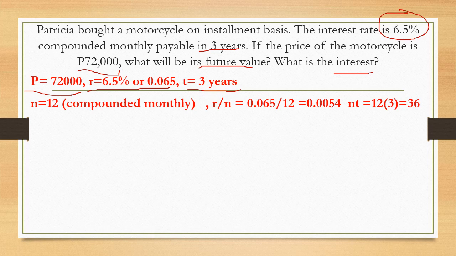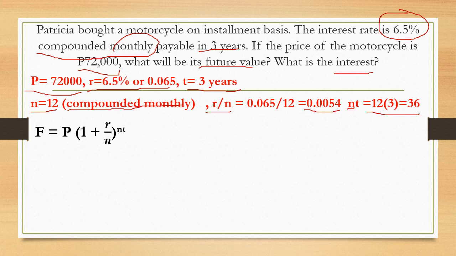Now, first, identify the frequency of conversion. So, N is equal to 12. Why? Because it says here that the interest is compounded monthly. In a year, there are 12 months, meaning the interest is compounded 12 times in a year. So N is equal to 12. Now, let us have our R divided by N, 0.065 divided by 12, and use your calculator and round off to 4 decimal places again, 0.0054. NT is N times T, so 12 times 3, so we'll have 36.